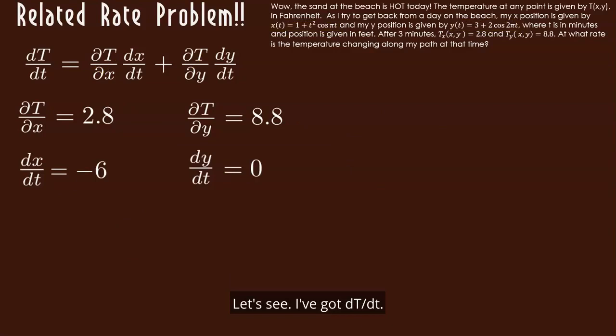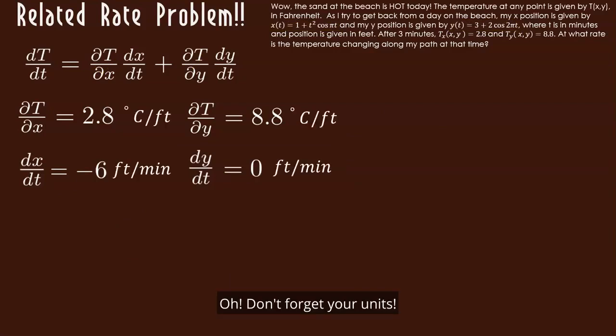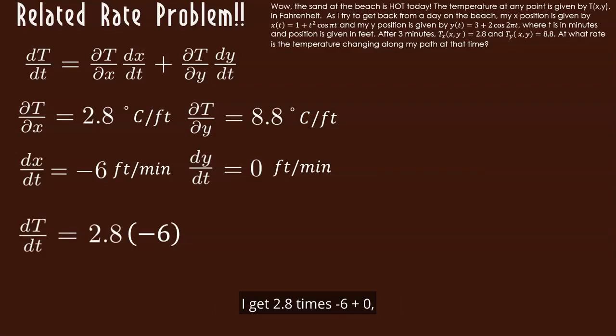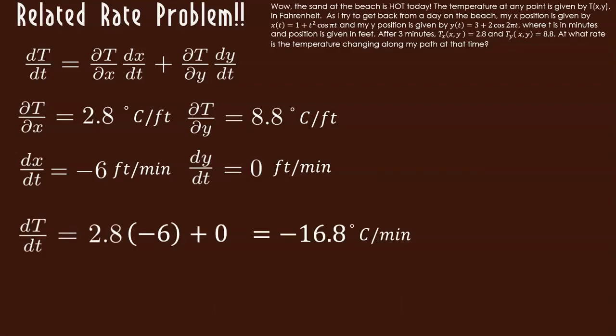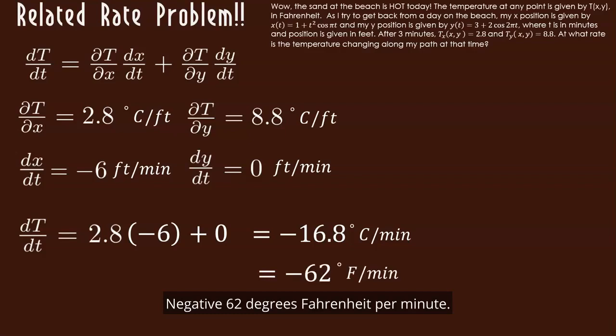Let's see, I've got dT/dt. Oh, don't forget your units. I almost forgot my units again. Filling in my formula, dT/dt, I get 2.8 times -6 plus 0, which is -16.8 degrees Celsius per minute. Now again, I'm anti-metric girl. I need to figure out what that means. -62 degrees Fahrenheit per minute. So the temperature is changing by 62 degrees Fahrenheit per minute. It's going down. It's getting colder.